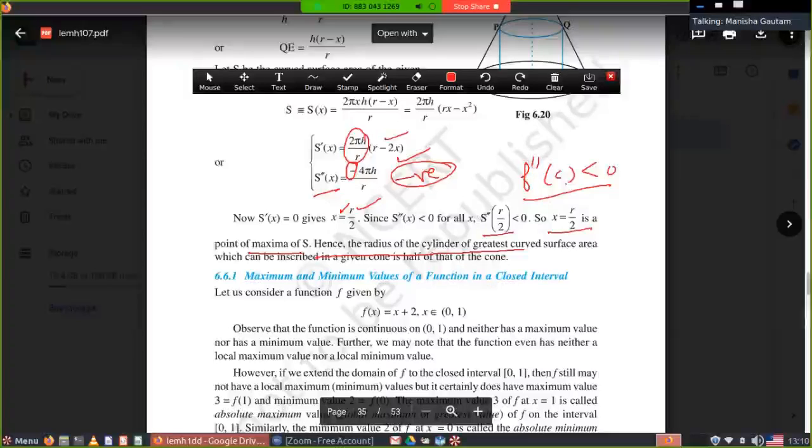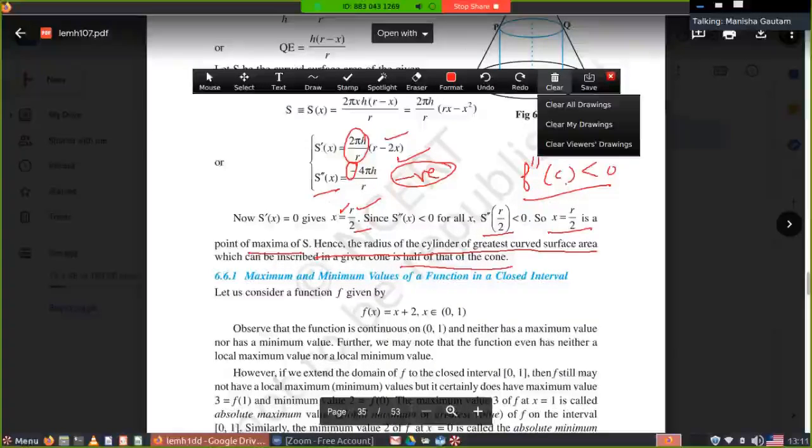And the second thing you have to prove is that the radius of the cylinder of the greatest curved surface area which can be inscribed in a given cone is half of that of the cone. It means x is equal to r by 2. Now you can do this question. This is a very good question.